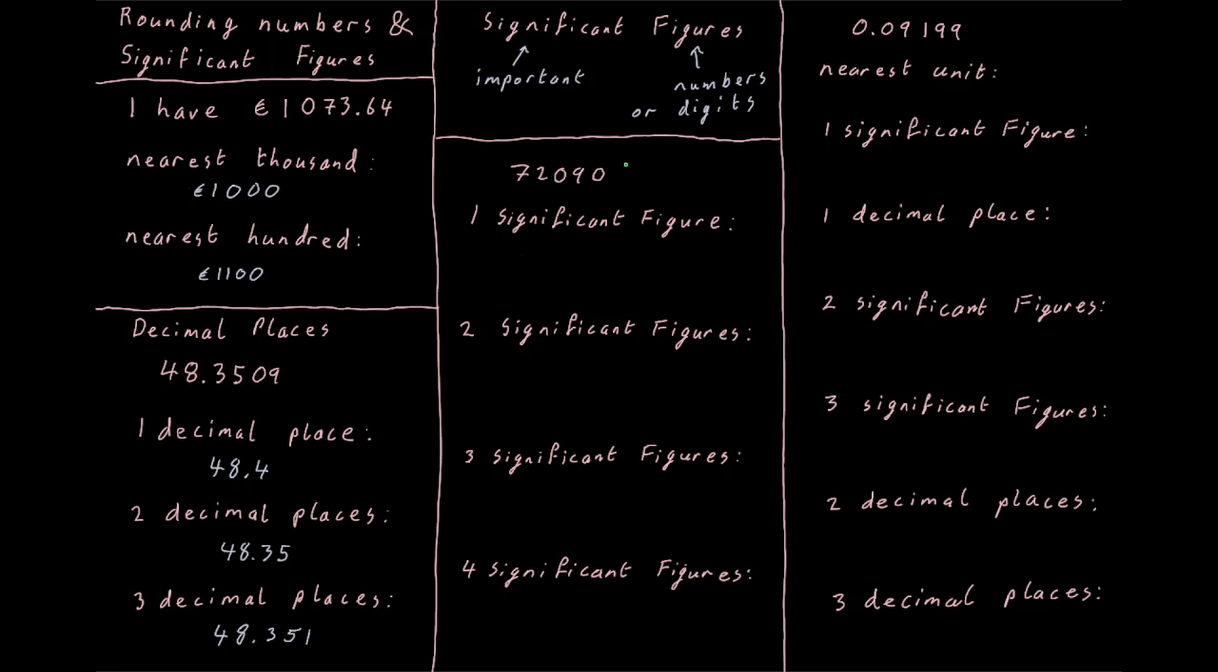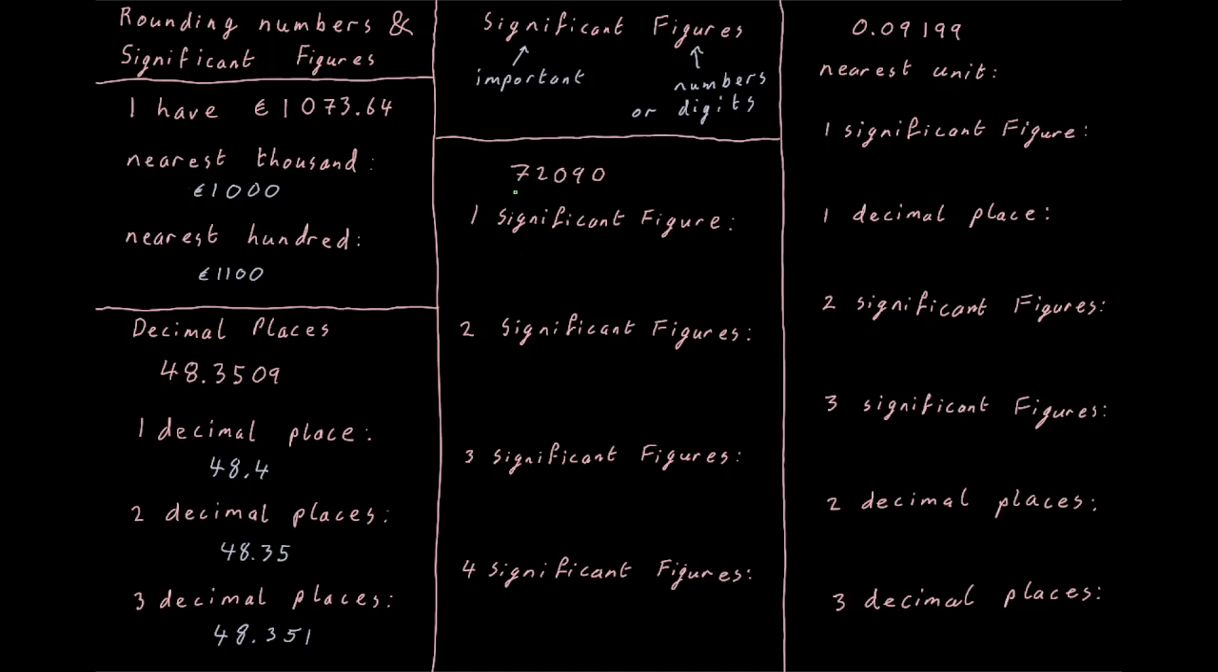So if we take this number here, 72,090, what's that number to one significant figure? So I want to write down one number, one figure that's going to describe that number other than the size. So we have the difference between the specific number we're talking about and the overall size of the number. When we're talking about significant figures, we're talking about the specific size of the number, not the thousands part.